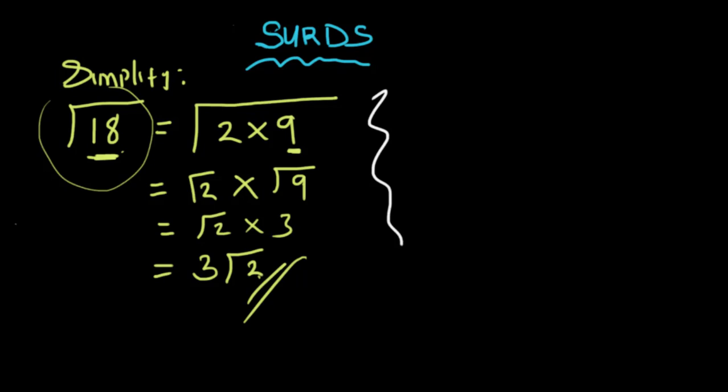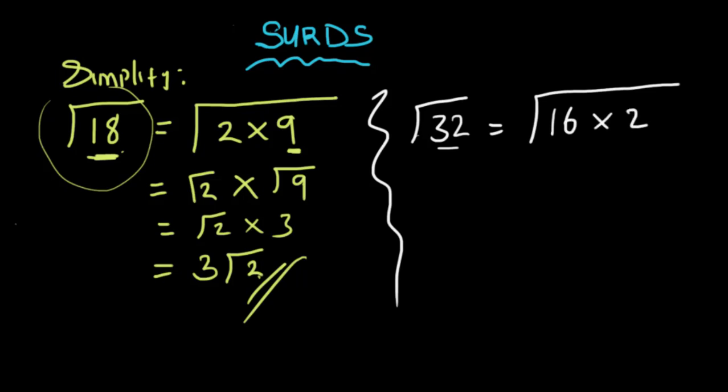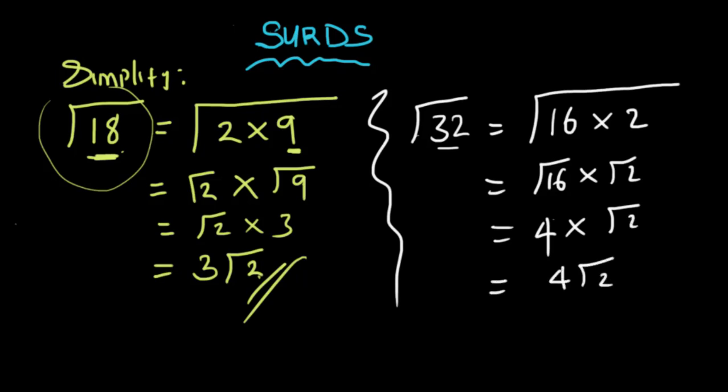That's the same thing as if I have to simplify the square root of 32. Now we know that 32 is not a perfect square. So I ask myself, what factor of 32 is a perfect square? I know that 16 is a factor of 32 and it's a perfect square. So I have 16 times 2. So we have the square root of 16 times the square root of 2. Square root of 16 is what? 4. So we have 4 times the square root of 2, which is 4 root 2.